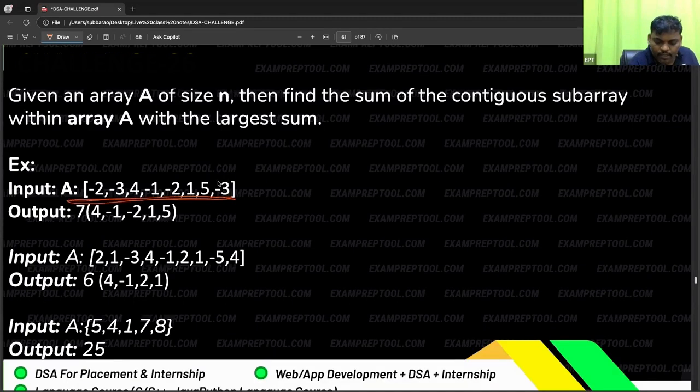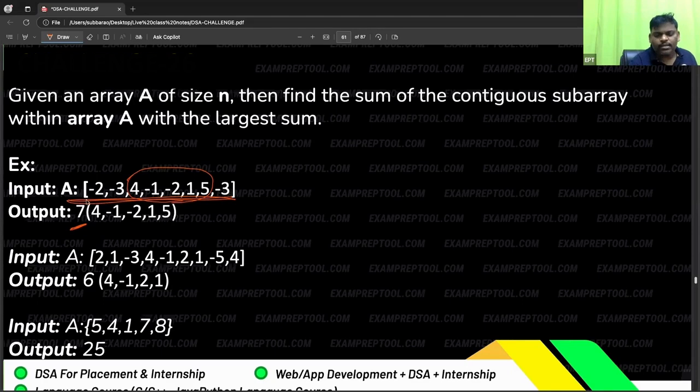This is the array. In this array, you have to find the continuous subarray whose sum is maximum. If you observe clearly, 4, 1, 4, minus 1, minus 2, 1, 5. If you take this, this is the continuous subarray whose sum is maximum: 7.